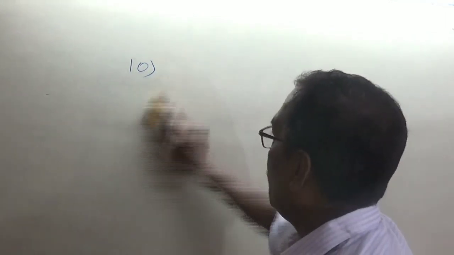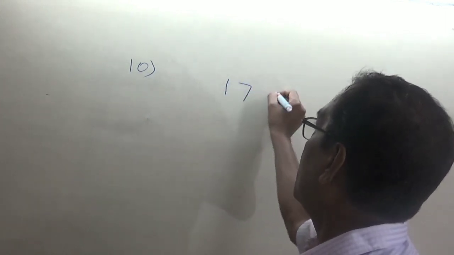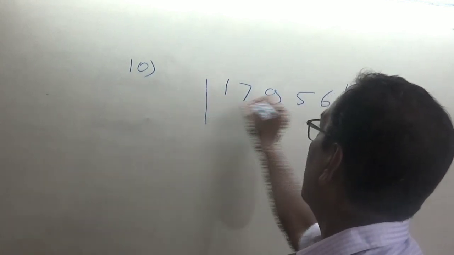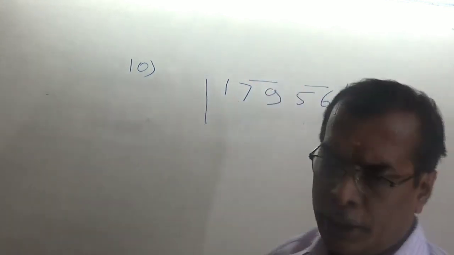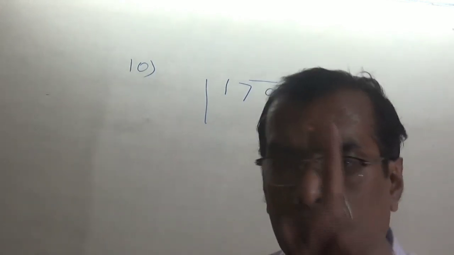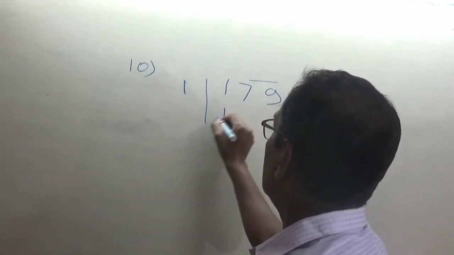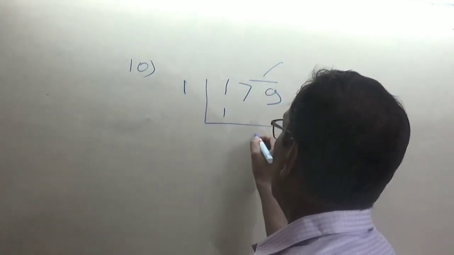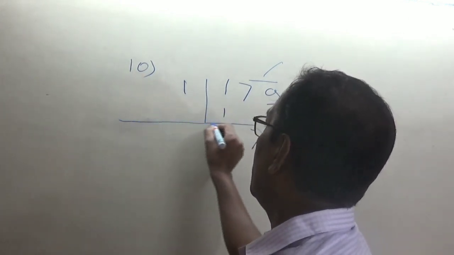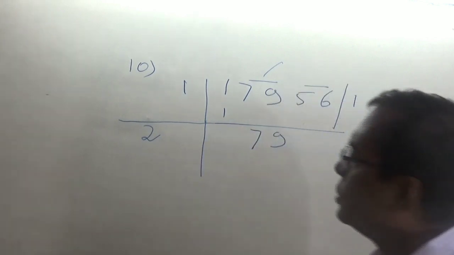17956. Make the pair. Yes, always I am finding, unfortunately, 1 here. It may be another number also. I will give you some questions based on that. 1 ones are 1. 79. Next pair is coming. Now 1 plus 1, 2. I am a little bit fast now because 2-3 questions have already been solved.